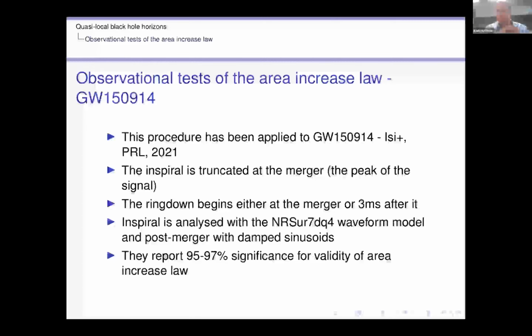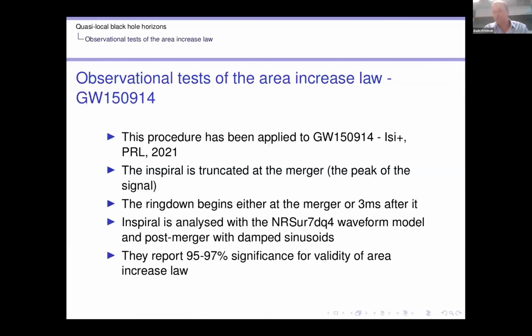But with the present observation, if you do that, then you quickly lose SNR. So you want to be as close to the merger as possible in terms of getting a larger signal to noise ratio. But you should be aware that this could lead to more systematic errors because the merger might complicate things, and that's where you expect the area increase law to be violated. So ideally, you want to leave a little gap at the merger. But still, I think it's a valid thing to do it this way.